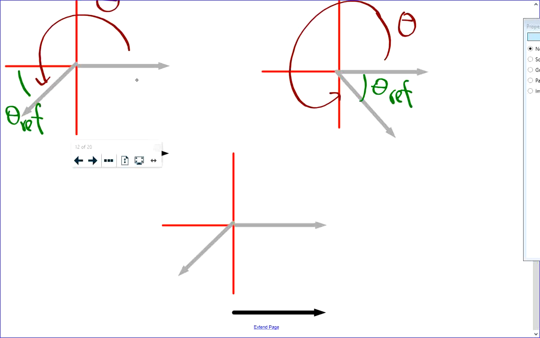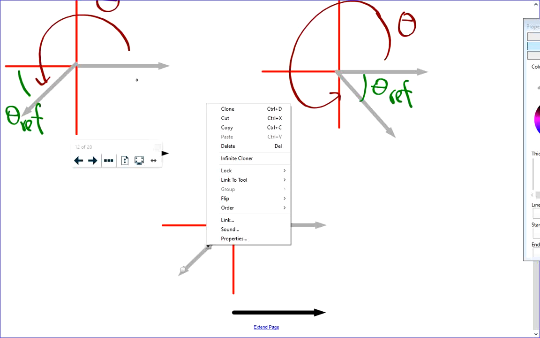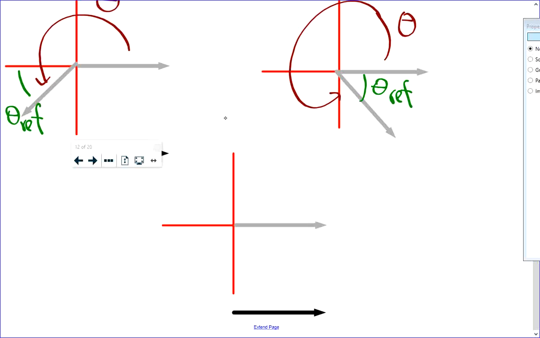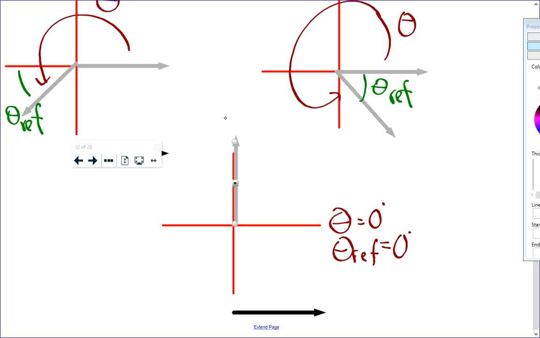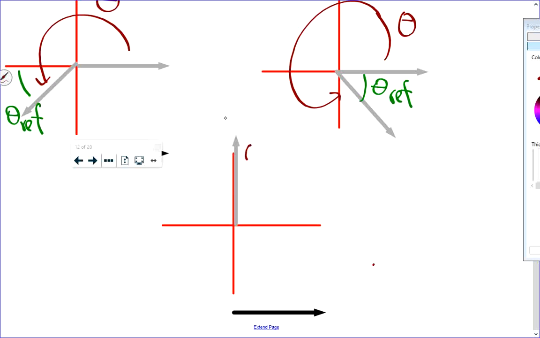Remember those 4 angles we talked about? 0 degrees was one of them. This would have a rotation angle of 0 degrees, and the reference angle would be 0 degrees. If it were up here, then the rotation angle would be 90 degrees. There's a direction. What would the reference angle be? It'd be 90 degrees as well, because the smallest angle between that arm and the x-axis is 90 degrees.